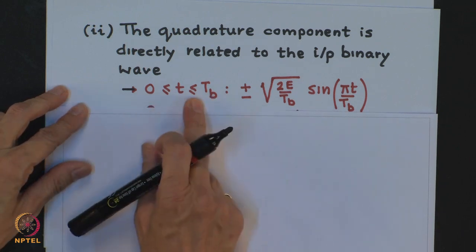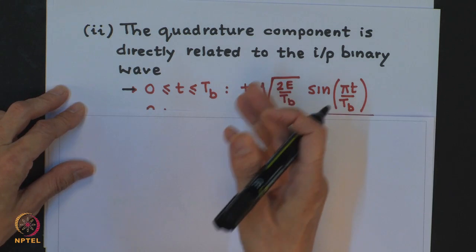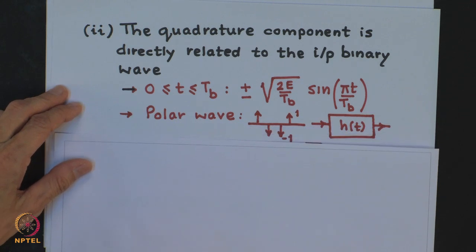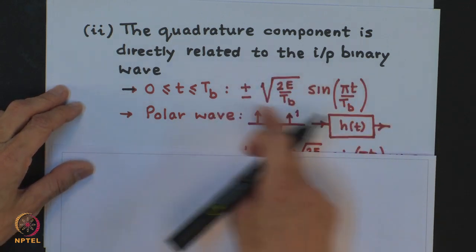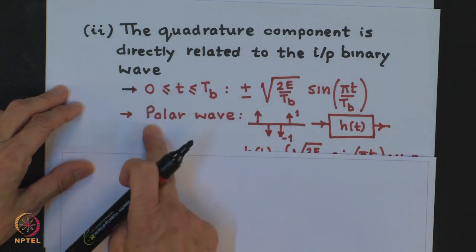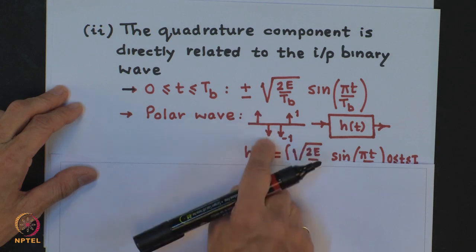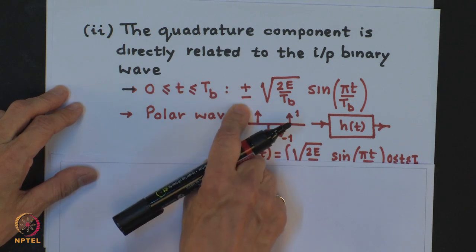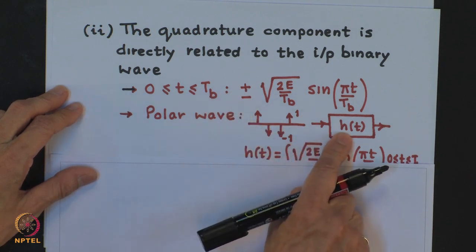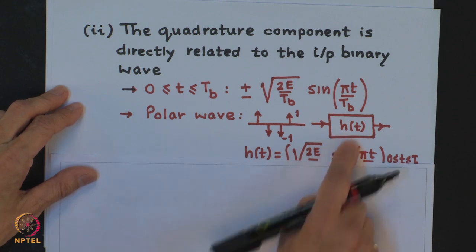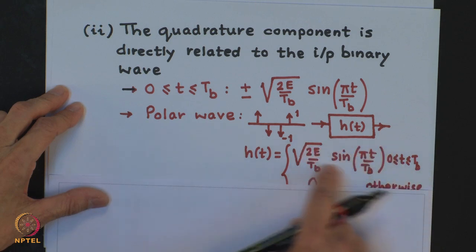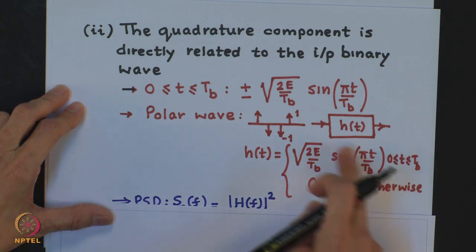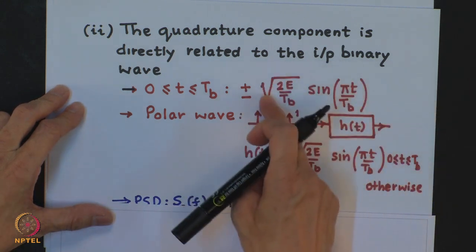During the signaling interval, the sign will depend on which symbol we are transmitting, symbol 1 or symbol 0. But it is important to note that this form is nothing but a polar wave, which can be generated by using impulses of strength plus minus 1 passing through a filter h(t), whose impulse response is given here. Given this, we can now easily calculate the power spectral density.